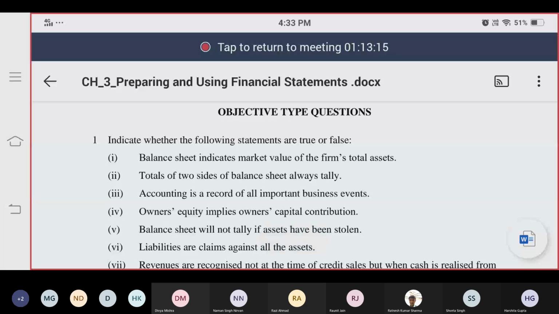Okay, so let's try and do this. Indicate whether the following statements are true or false. So when I say the balance sheet indicates the market value of the firm's total assets, is it a true statement or is it a false statement? Who can tell me? Take a guess. It can only be true or false. Ratnesh, batao.